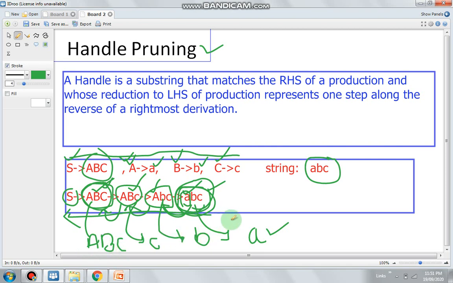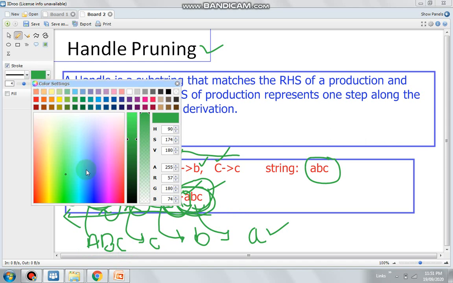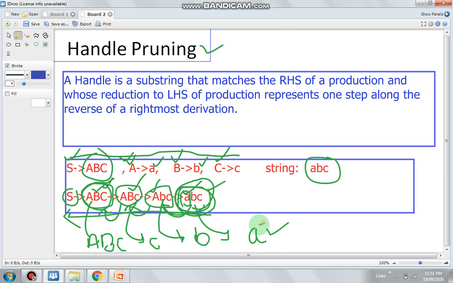So you can clearly see here, in order to find out rightmost derivation in reverse order, we are using handle pruning. In this string a is handle, and this handle is replaced by the left hand side of the production rule, A. In this string b is handle, that is replaced by B. In this string c is handle, and c is replaced by capital C. And in this string the entire ABC is handle, and that is replaced by S.